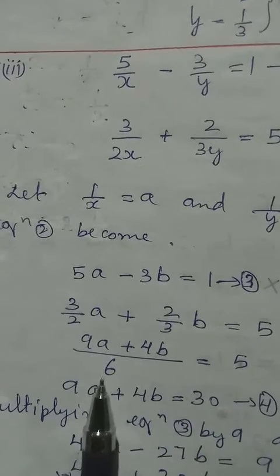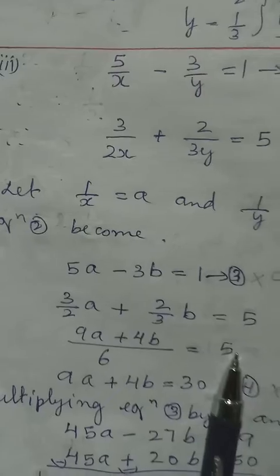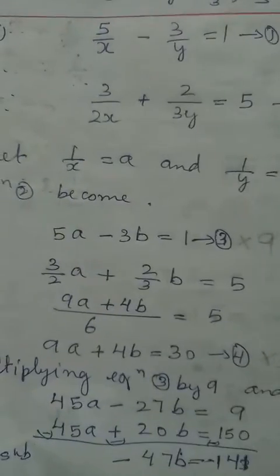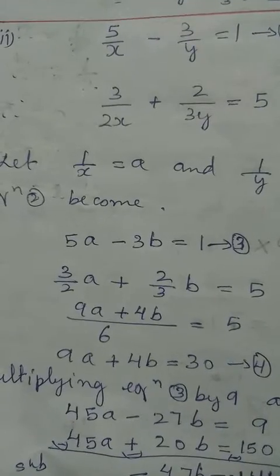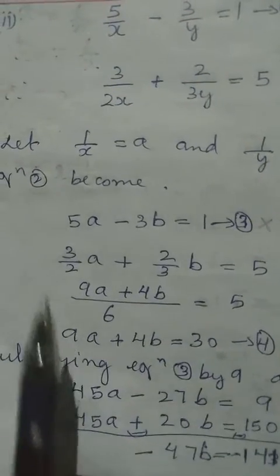3 divided by 6, we have 2. 2 into 2, we have 4. Then this 6, we cross multiply that side, become 6 into 5, 30. Now let us solve it by elimination method. Here we have 9, here we have 5.